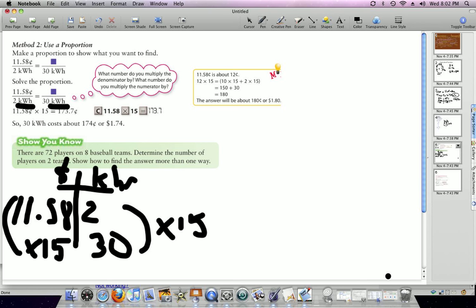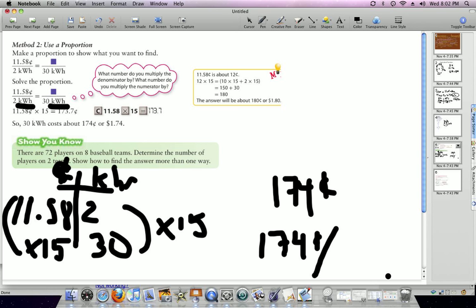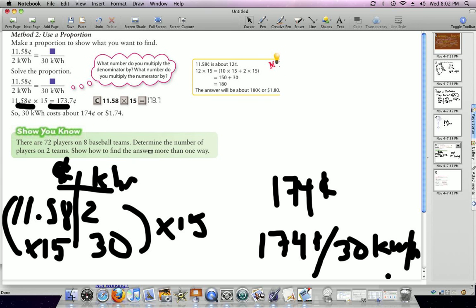You get something like, oh, it's not $11, it's 11.58 cents. Excuse me, bad Harbeck. You get now 174 cents. If you want to write it as a rate, 174 cents per, or for, 30 kilowatt hours. All we're doing is creating equivalent ratios. That's all we're doing. Equivalent fractions, equivalent ratios, that's all we're doing.